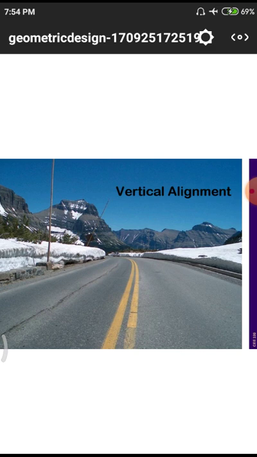Why? Because it is totally rock strata. To grade the rock strata we have to bear a huge quantity of money, so we simply neglect that grading and construct in a sloping manner most of the structures in these hilly areas. This is the particular vertical alignment.